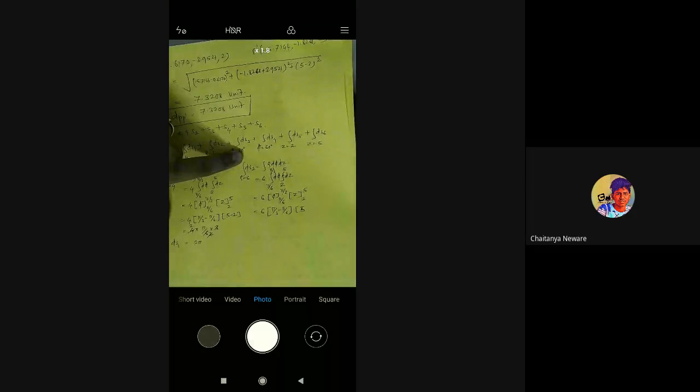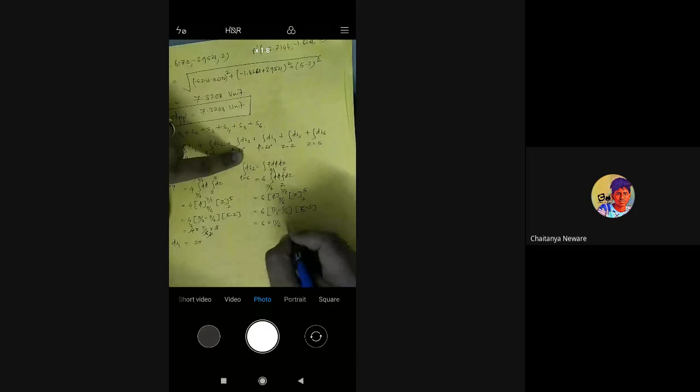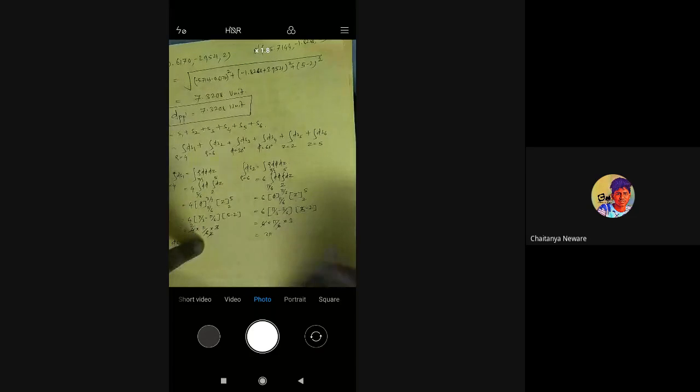Here 6, put the limits: pi by 3 minus pi by 6, and 5 minus 2. So 6 into pi by 6 into 3, the 6 cancels, so here it is 3 pi. So the integration of dS2 at rho equal to 6 is 3 pi.